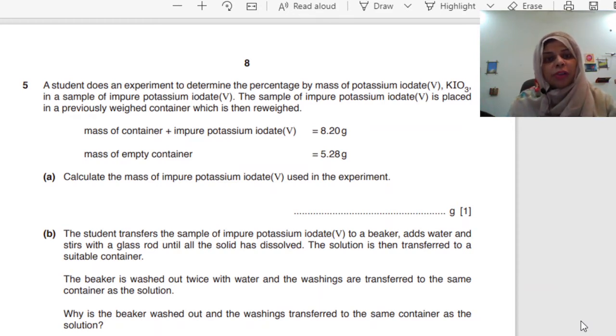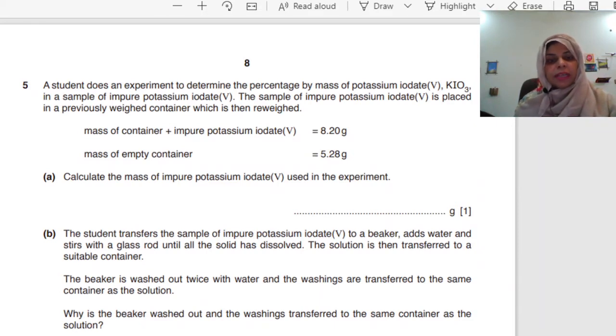I hope all of you will learn it very well. So by using the titration method we have to calculate different questions based on calculations. So let's begin this calculation. Question number 5 from the paper October November 2019 and from the variant 4.2. So let's start this lecture.